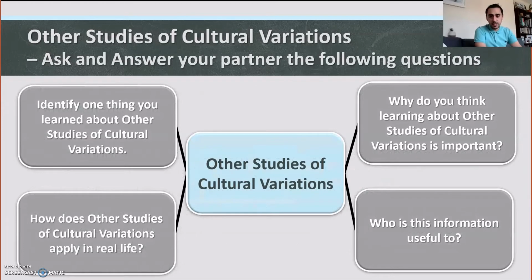And there were the other studies of cultural variations. Identify one other thing that you've learned about these cultural variations. Again, why is this important? Who is this important to? How does this apply in real life?